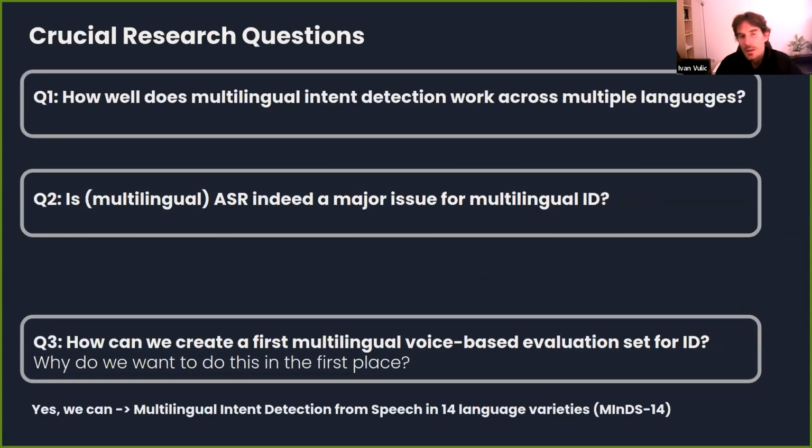So what we then researched is, as I said, how well does multilingual intent detection work across multiple languages? Still focusing mostly on more production-important languages, like high-resource languages of the world. And is multilingual ASR for those languages the major issue or not? As part of the work, we also created a first multilingual voice-based evaluation set for intent detection, which is available online. So you can play with it. You can actually check if you can provide better solutions to the problem, et cetera.